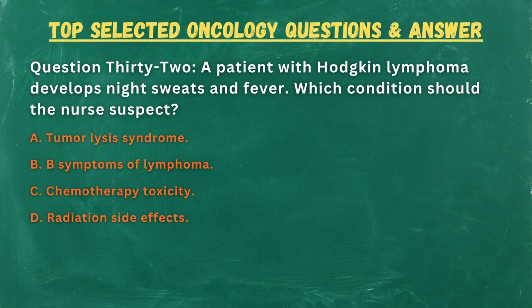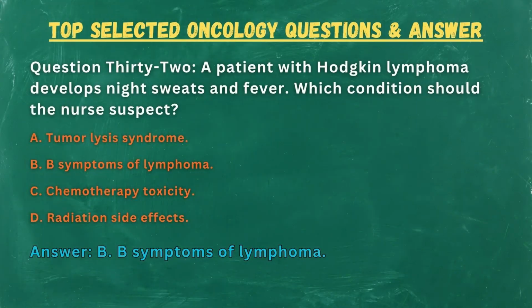Question 32. A patient with Hodgkin lymphoma develops night sweats and fever. Which condition should the nurse suspect? A. Tumor lysis syndrome. B. Symptoms of lymphoma. C. Chemotherapy toxicity. D. Radiation side effects. Answer. B. Symptoms of lymphoma.